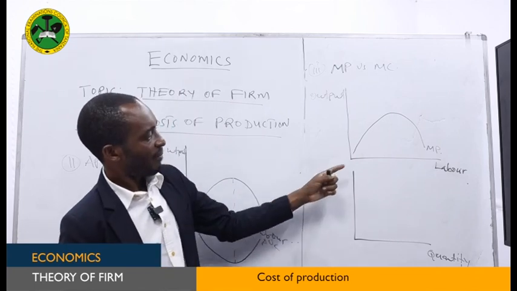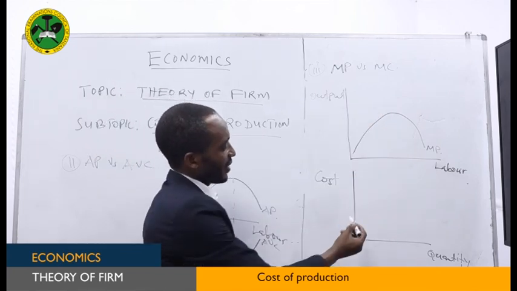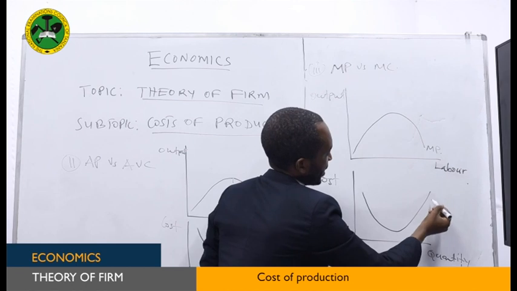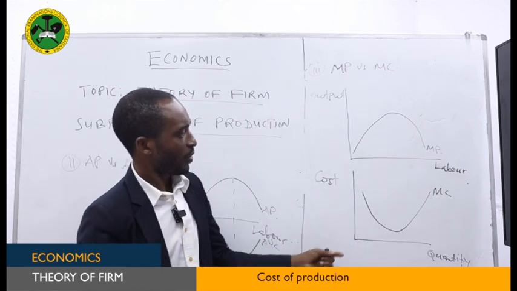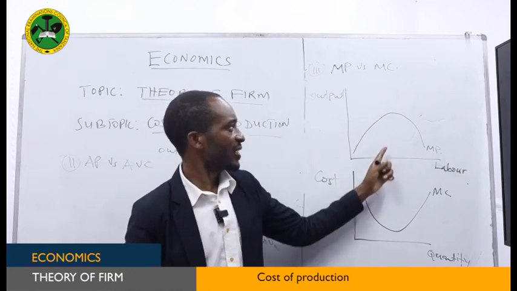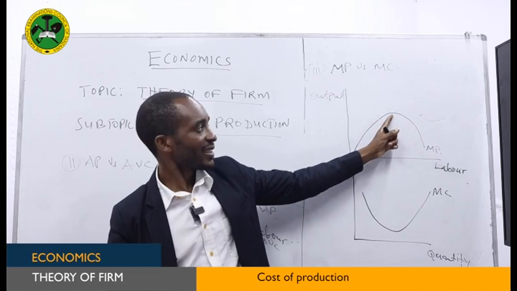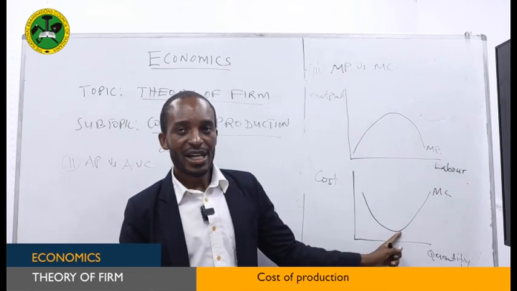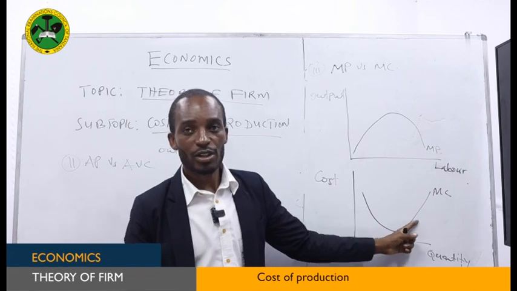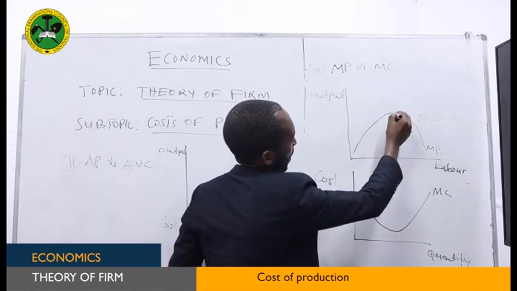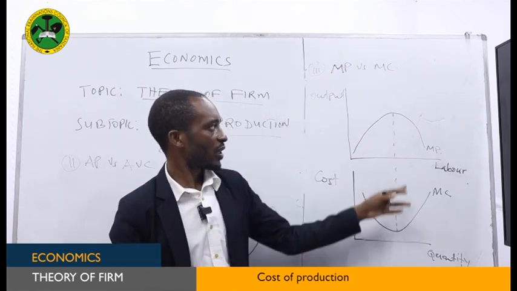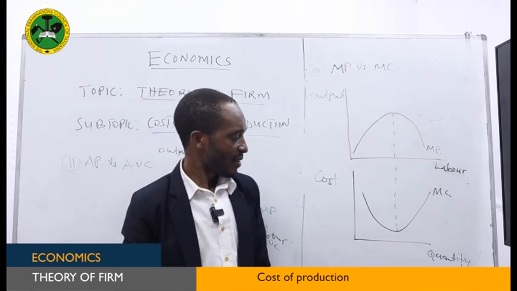So when the marginal product increases, the marginal cost will start to decline, then reach minimum, then start to increase. So this will be the marginal cost. When marginal product increases, marginal cost declines. When marginal product is at a maximum, the marginal cost is at a minimum. When marginal product is declining, the marginal cost is increasing. We can show it like this. Here is maximum and here is minimum.